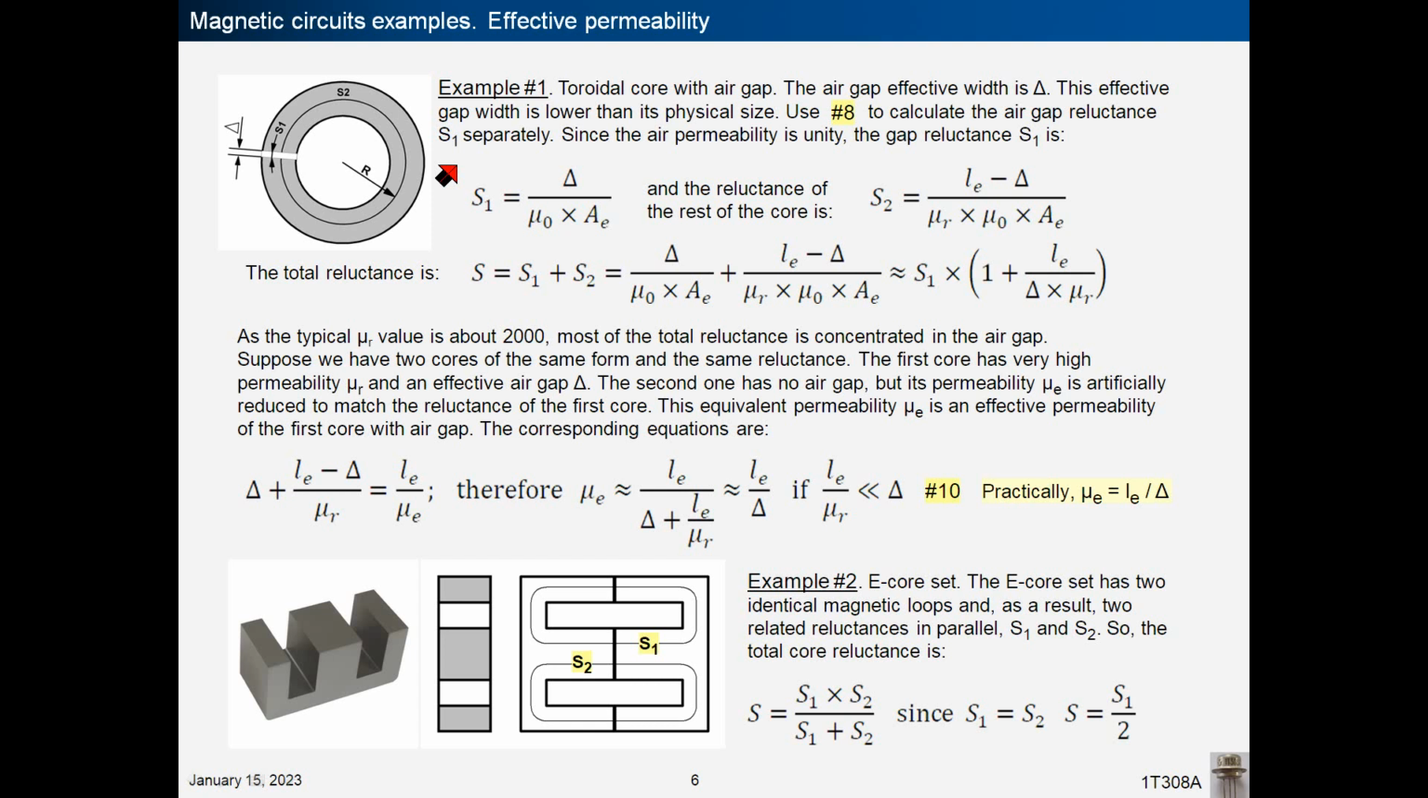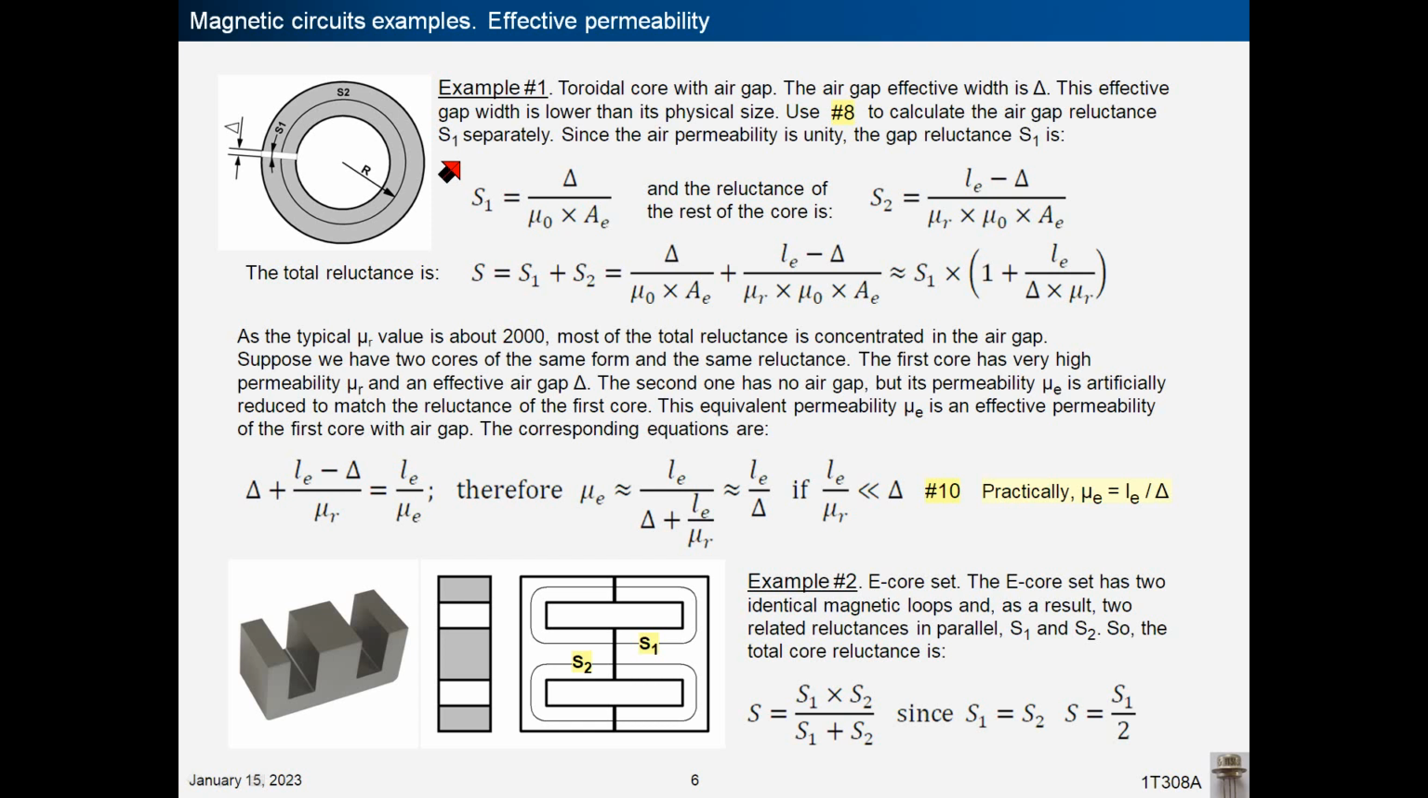Magnetic circuits examples. Effective permeability. Example number 1. A toroidal core with an air gap. The air gap effective width is delta. Note that this effective gap width is lower than its physical size. Use equation number 8 to calculate the air gap reluctance S1 separately. The solution to this example is shown below.